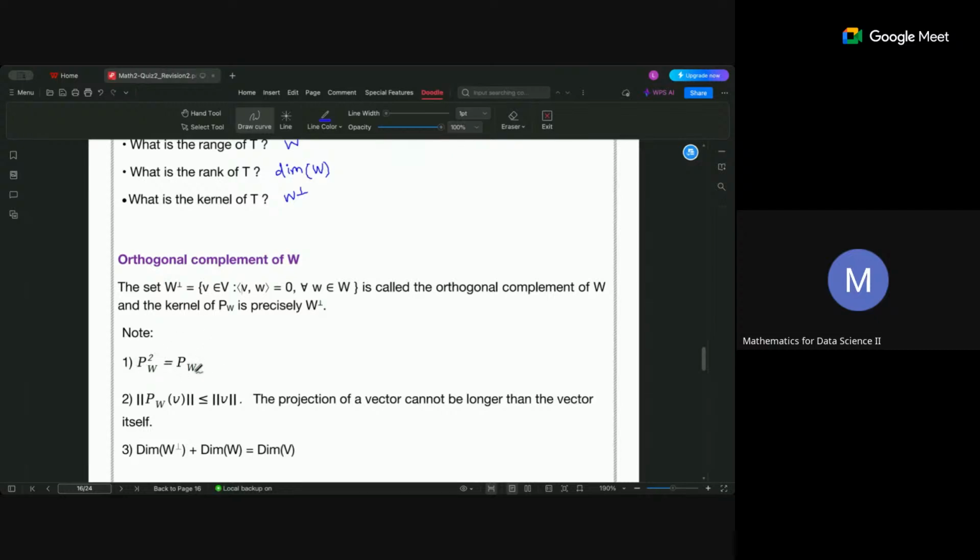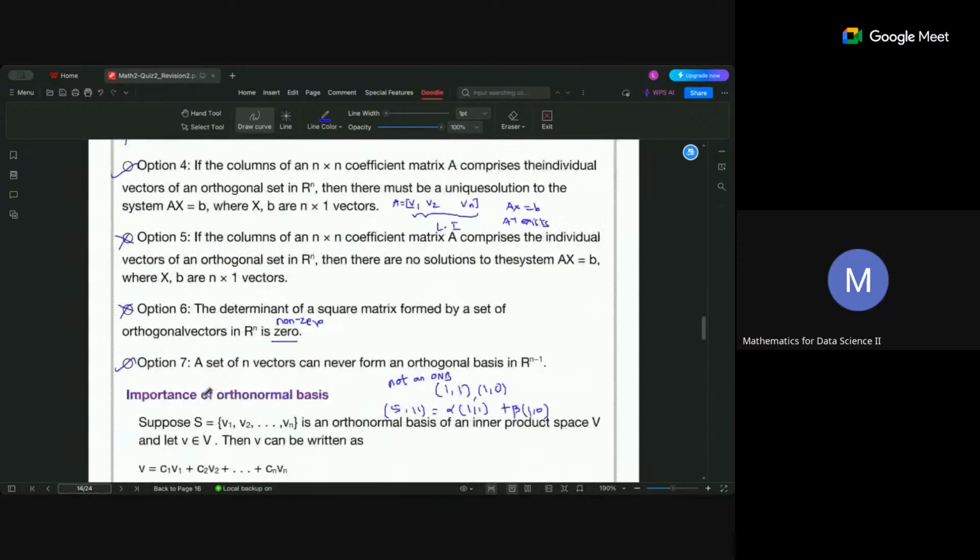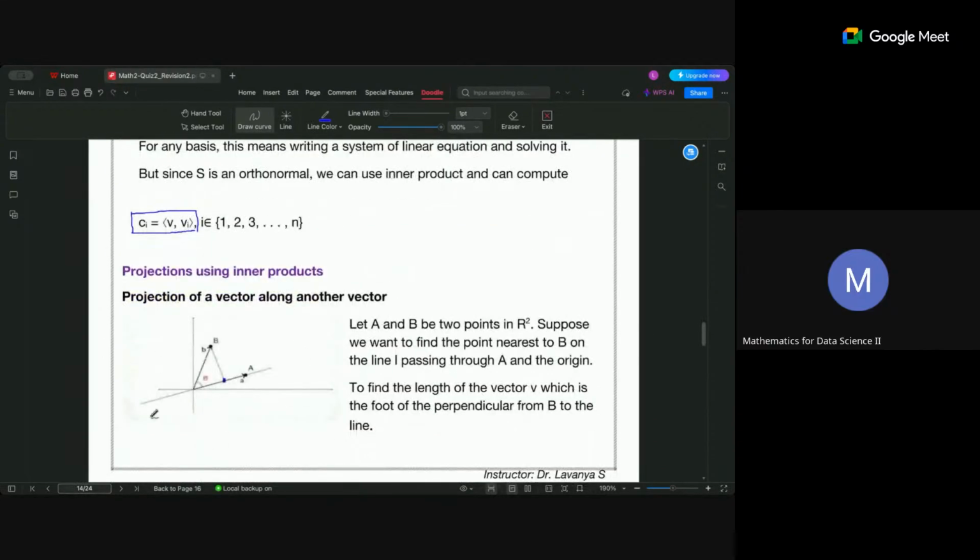P square is P. So if P is a projection operator, then P square is equal to P. Right? And look at this picture. Sometimes some pictures should be there in your mind for immediate visualization. So look at this vector. This is projected onto this vector. So now this is the original vector. This is the projected vector. Which one has bigger norm?